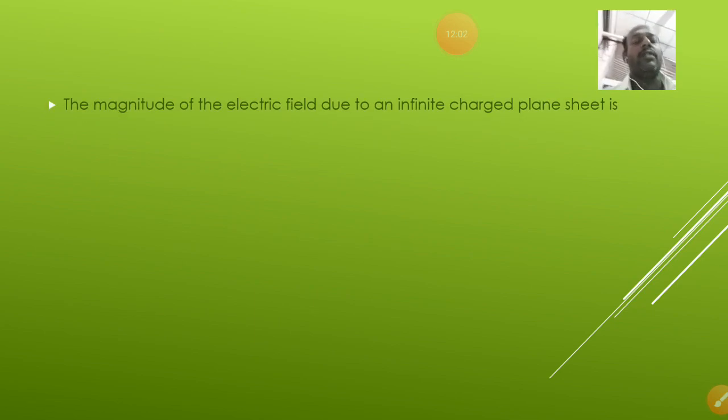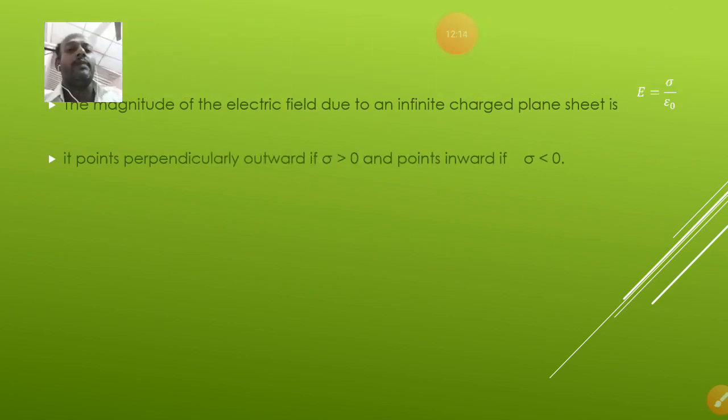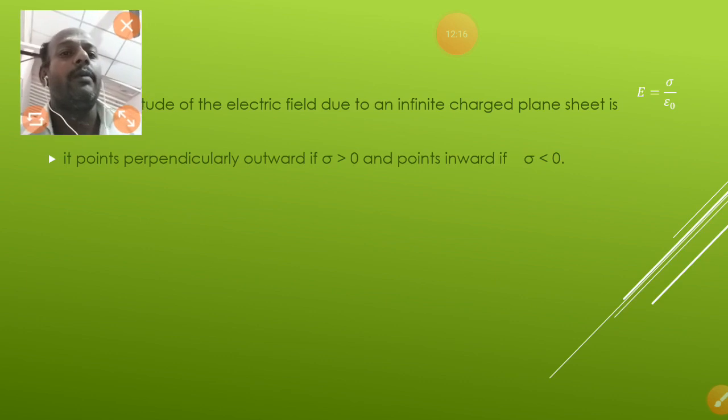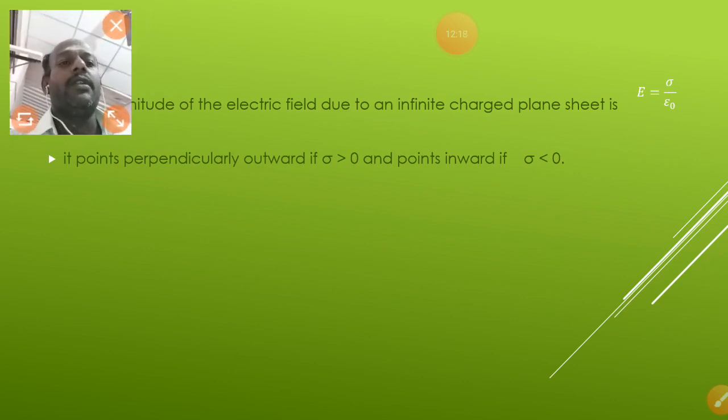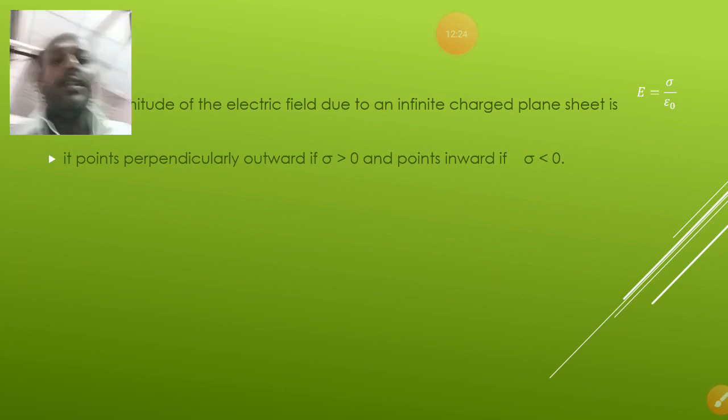So this is the consideration, or the assumption, or the conclusion we are going to get to know. The magnitude of the electric field due to an infinite charged plane sheet is E is equal to sigma by epsilon naught. It points perpendicularly outward when sigma is greater than 0, and inward when sigma is less than 0.